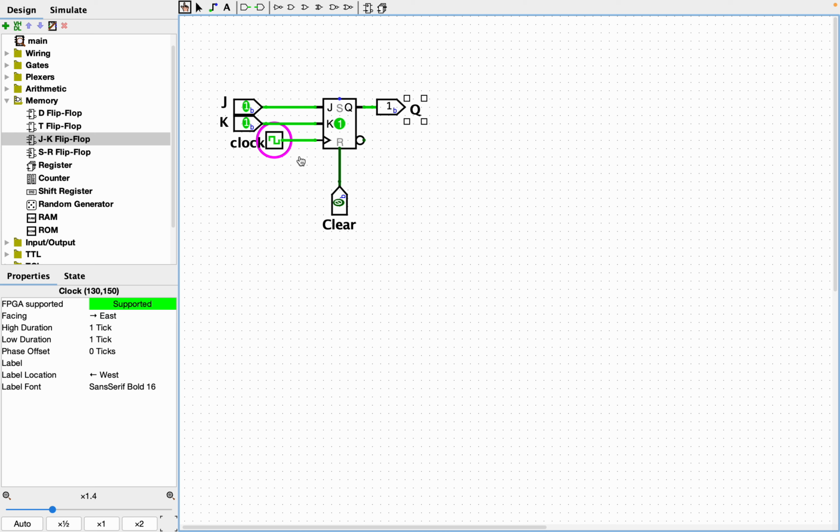The JK flip-flop is a type of flip-flop which has two stable states, a set and a reset. So when Q equals 1, it's in set, and when Q equals 0, it's in reset. The flip-flop has two primary inputs, J and K, as well as a clock input, a clear input, and a preset input.